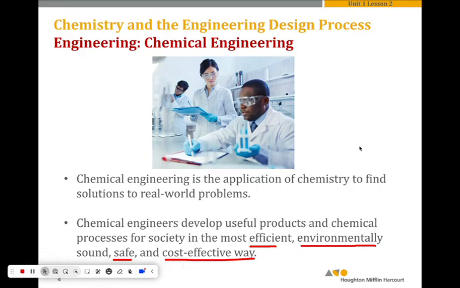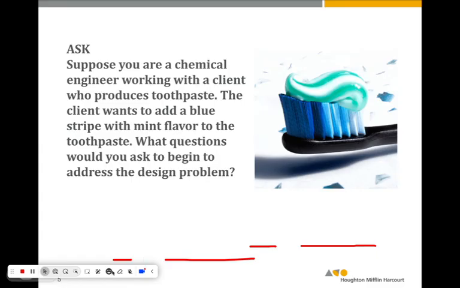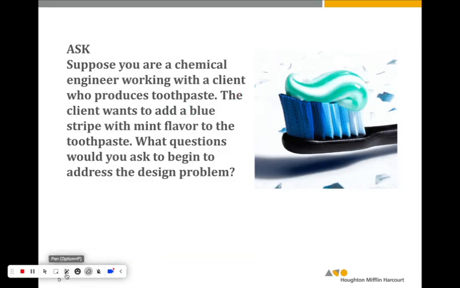When we develop solutions, let's suppose that you're a chemical engineer working with a client and they want a blue stripe on the toothpaste. And they want a minty flavor stripe here. What questions might you ask to begin designing the solution to this problem? Think of some questions, like 3 questions.